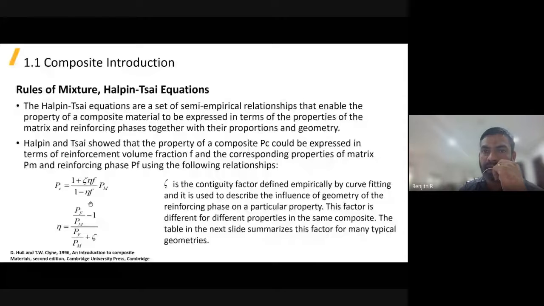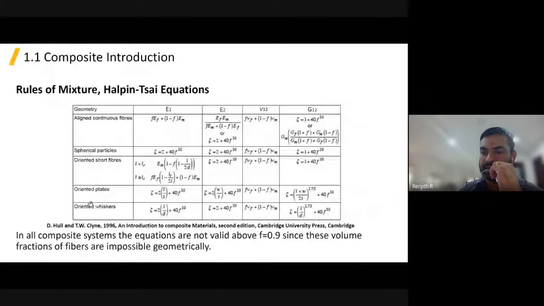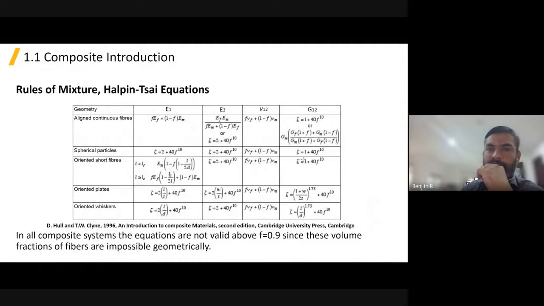But calculating the periodic microstructure constants is a very tedious, very tough process. So most of the time we go for the rules of mixture by Puck or Jones, or the Halpin-Tsai equations, and that is enough for our analysis. And these are the equations. You can see different equations to find E1, E2, Poisson's ratio ν12, and shear modulus G12.